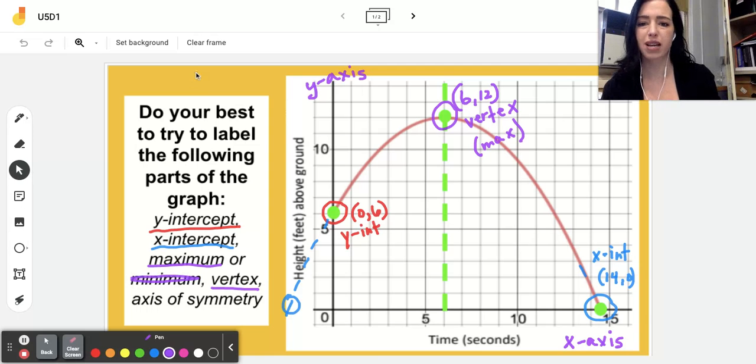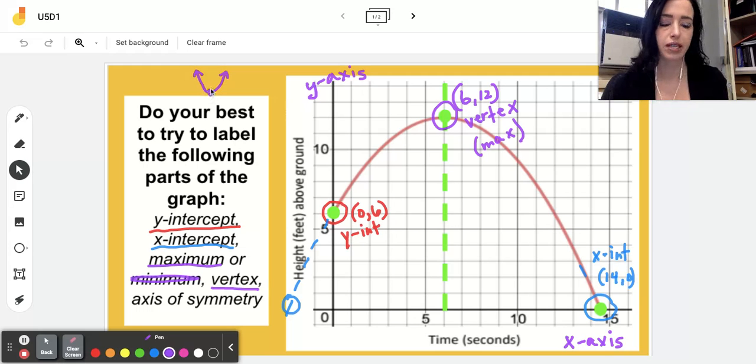Okay, if our curve was kind of upside down like this, we would have a vertex right here, and we would label that vertex as the minimum. Okay, in our story, this also happens to be the highest point of the ball when the ball is shot. Last but not least, we have the axis of symmetry, which is right here.